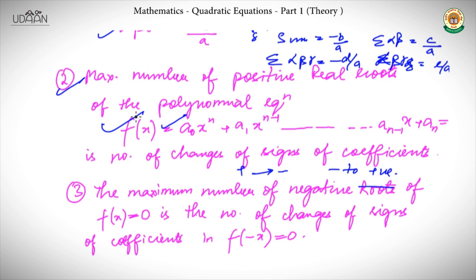is again the number of changes in the sign of coefficients, but in f of minus x equal to 0. That is again sign from positive to negative and from negative to positive, but in the equation f of minus x equal to 0. These are both derived results from the basic formulas we have, but they are sometimes useful when the question is tricky, and these results can sometimes be directly applied. Yeah, they are tricks. They can be used in tricky questions where otherwise it would become a very lengthy question. Where the powers are high, you could directly use these results.